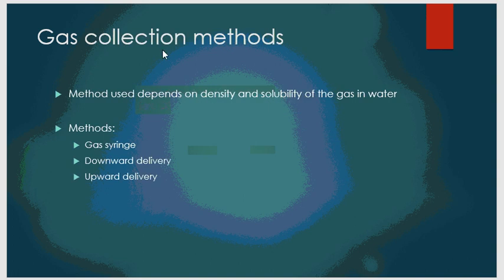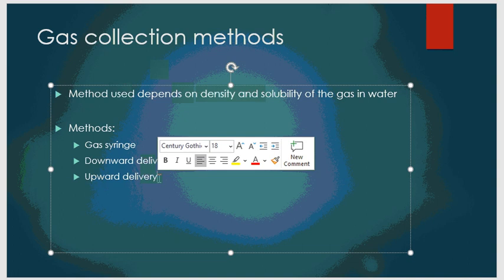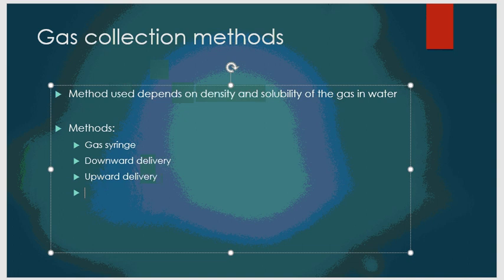Okay, so some gas collection methods that we use. So it depends on the density and the solubility of the gases in water. So density of the gas, so does it rise or does it sink? And solubility, does it dissolve or not in water? So the methods are the gas syringe method, downward delivery, upward delivery, and also over water.